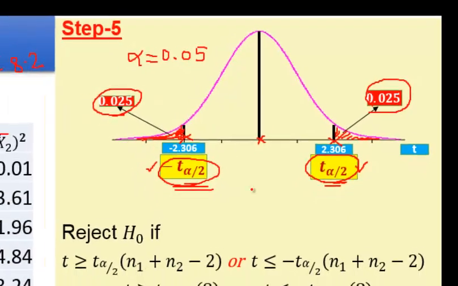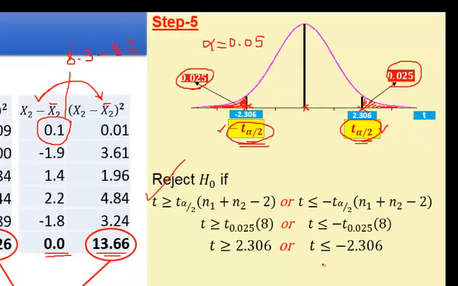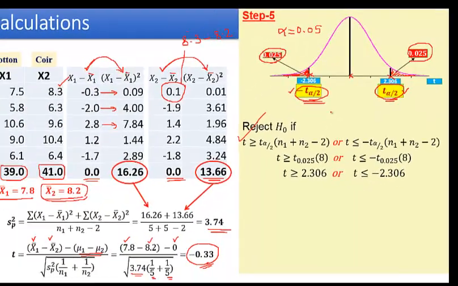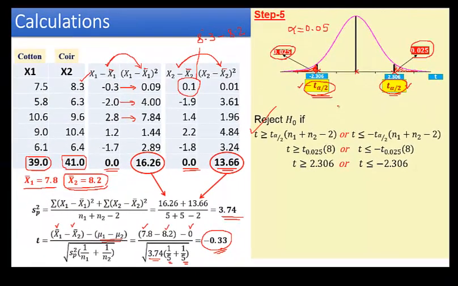Otherwise we will not. So the same is the case I have written here. I will just show how to take the table value of t, like how this value has been taken from the t table. We'll explain it in the next screen. For the time being, just take it and make a decision.